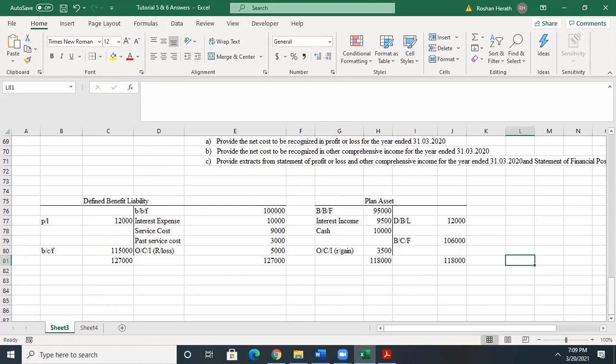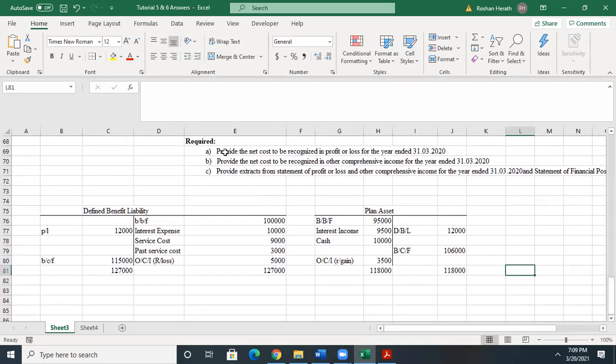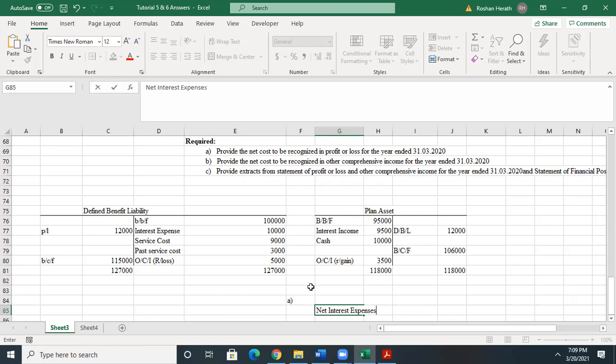Now you can show the required things. First, it asks us to provide the net cost to be recognized in the profit or loss. So what are the net costs to be recognized? First, you need to consider the net interest expense. There you have the interest expense of 10,000, from which 9,500 is deducted, giving 500.